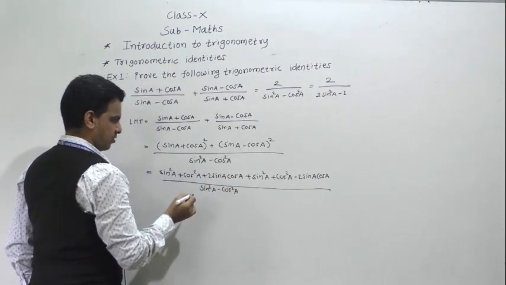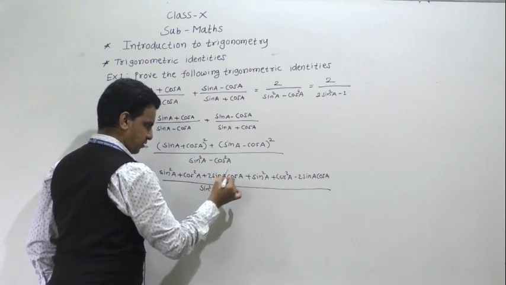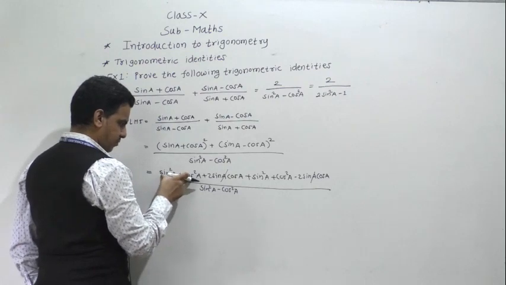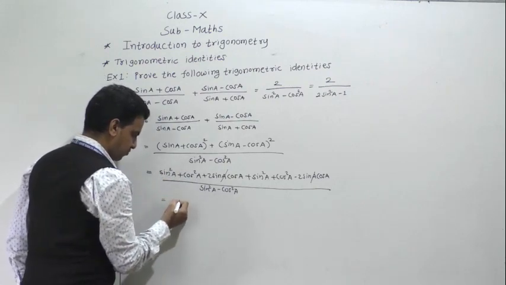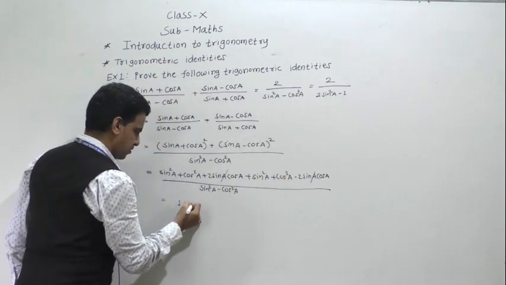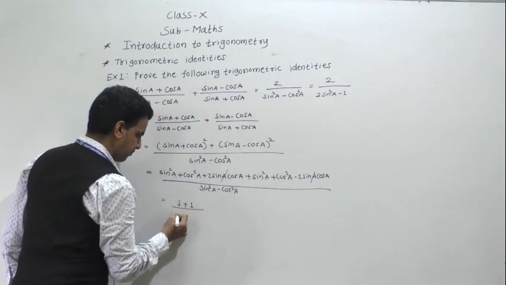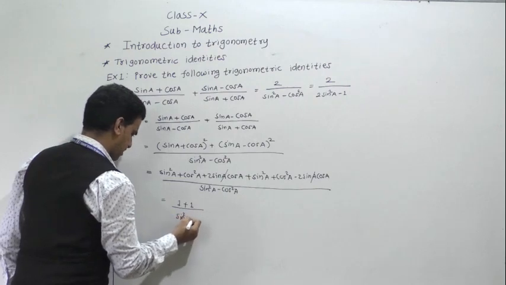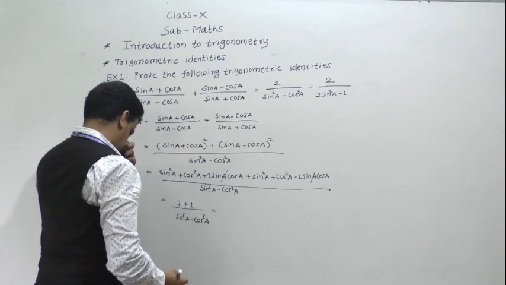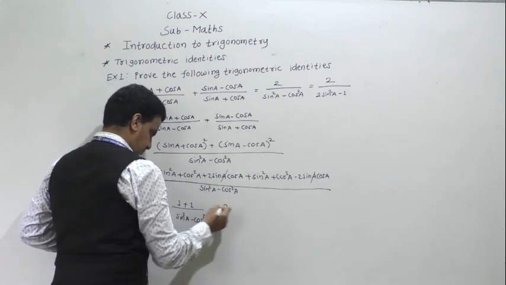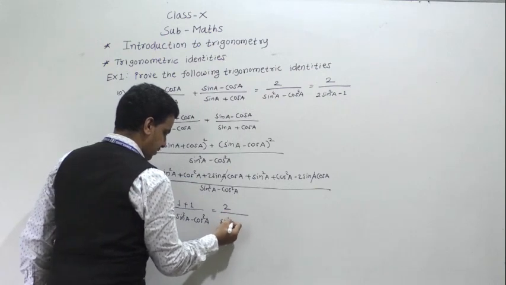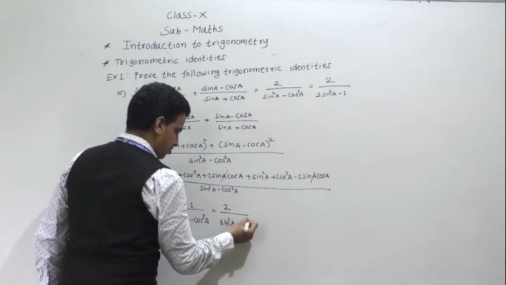So here 2 sin a cos a and this minus 2 sin a cos a will get cancelled. Sin square a plus cos square a, this value is 1, plus sin square a plus cos square a, this value is 1, divided by sin square a minus cos square a. So 1 plus 1 is 2, so 2 upon sin square a minus cos square a.